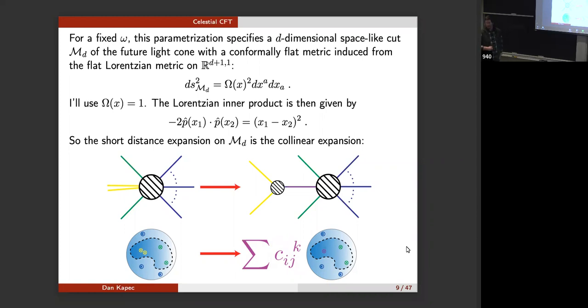Does this collinear expansion have a finite radius of convergence? That I'm not positive about. Let me say a little bit more about that later. Let me discuss the conformal transformation properties of the states first, and then maybe we can discuss that. But at least at this level of naive statements in the plane wave basis for the scattering amplitudes, it looks basically like an operator product expansion on the celestial sphere.